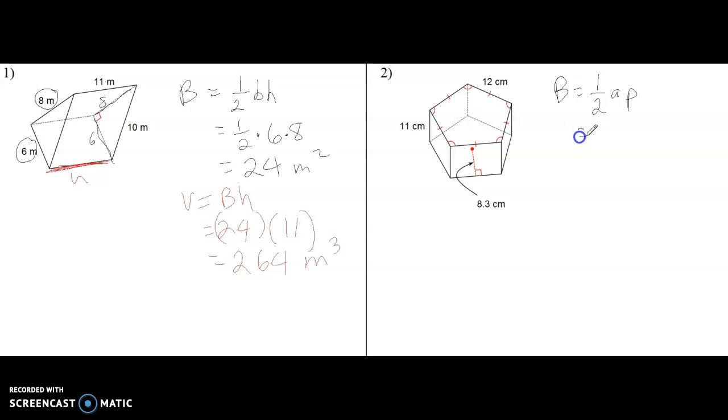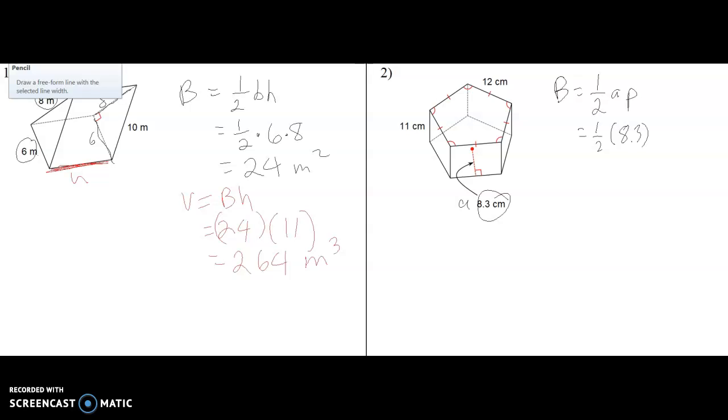I know what the apothem is. That's the distance that's shown right here. That's my apothem. So that's 8.3. But my perimeter is another story. Now again, the perimeter is talking about the perimeter of the figure here. That's the perimeter. It's a little bit ugly. I'm going to erase that. But that's what the perimeter is all about.